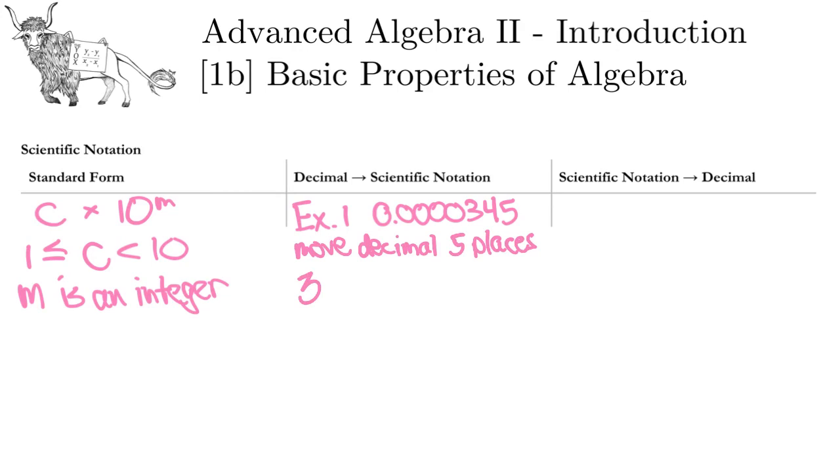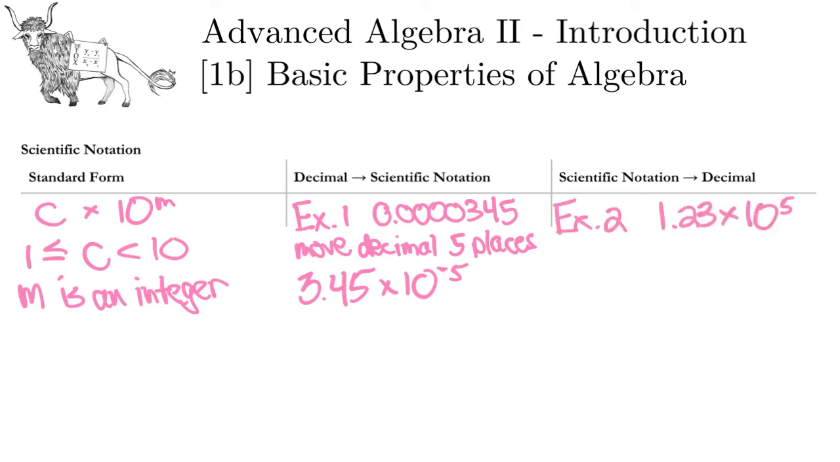That means we have 3.45 times 10 to the, not sure if it's 5 or negative 5. But notice that if 10 was raised to the 5th power, that'd be a really large number, but we're looking at a really small number. So it's 3.45 times 10 to the negative 5.